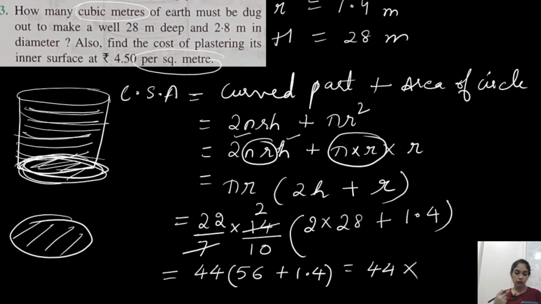Yes, they ask the cost of plastering. For cost we need how much area is there. If we know the area, then per square meter cost, I will explain why we need area. First of all, just do this calculation. Curved surface area is 246.4 meter. 57.4 or 246?